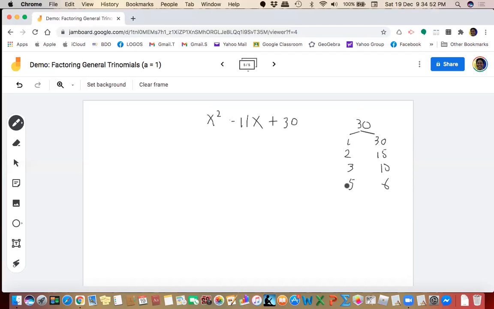Now all we have to do is assign the signs. As I've said earlier, when you add the factors, you either get both positive or both negative, and that will be determined by the sign of the middle term. Since this is negative, both of these will be negative. Let's write down the factors. So first, let's split the x. And then we write down these numbers. Minus 5, minus 6.